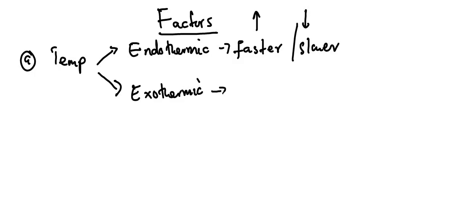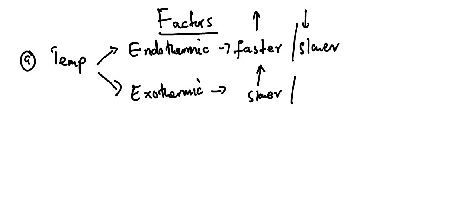Then if it is an exothermic reaction and you're increasing the temperature, it becomes slower because the reaction is trying to get rid of heat and you're adding heat, so you're slowing it down. So that's simply a reduction in terms of how fast the reaction is going to take place. The rate is going to be slow.